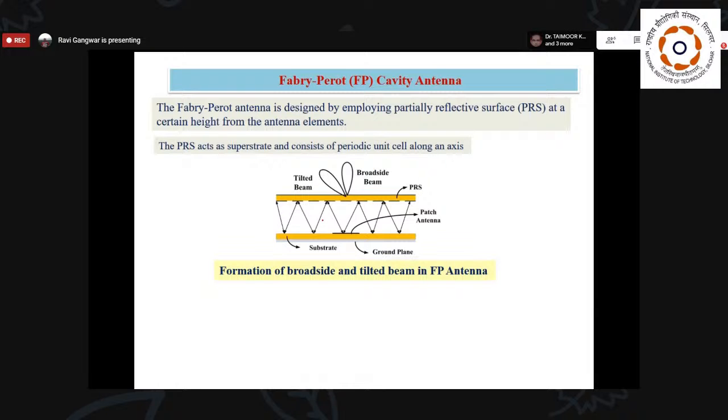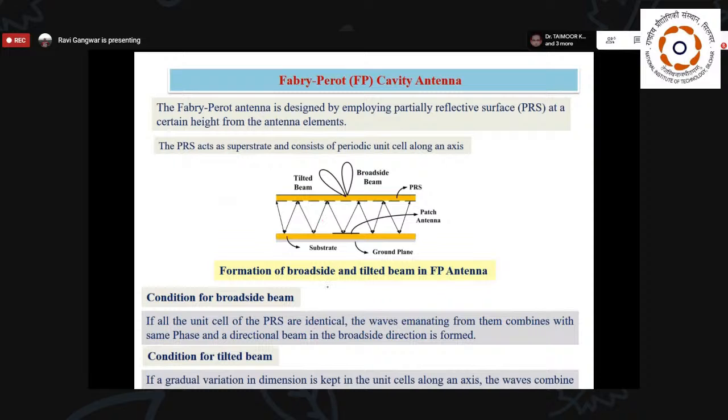And this PRS acts as a superstrate, which consists of periodic cells along the axes. Here you can see that we are going to use this Fabry-Perot concept for two different applications. The first application is increasing the directivity or gain of the system, that means generating the broadside wave. And second is when we require tilting of the wave, that means rotation of the wave or beam steering.